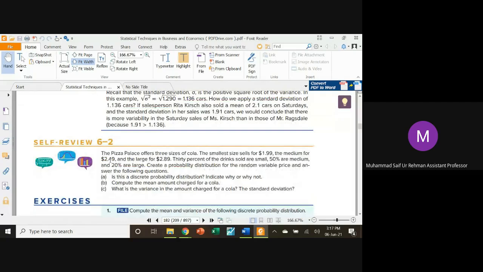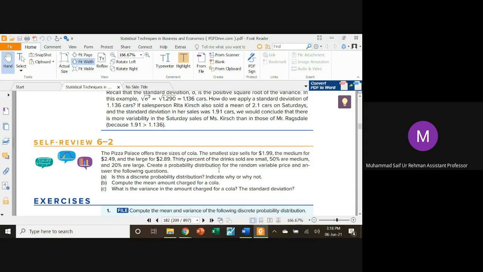Then you can see this self-review. The Pizza Palace offers 3 sizes of cola. The smallest sells for $1.99, medium for 2.49, large for 2.89. 30% of drinks sold are small, 50% medium, 20% large. Create a probability distribution for the random variable price and answer the following questions.